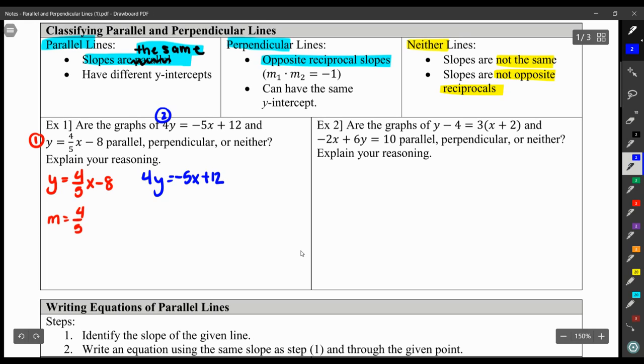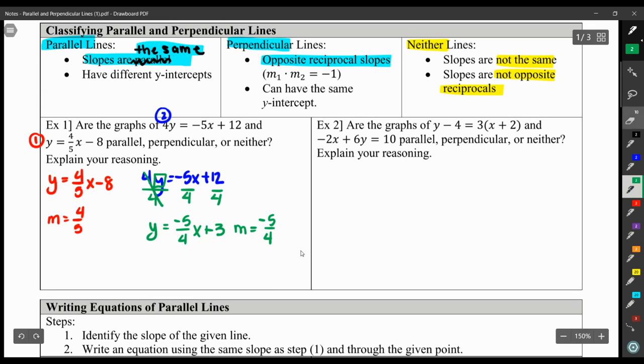For the other line, 4y equals -5x plus 12, I can't identify the slope yet, because to identify slope we need it in either point-slope or slope-intercept form, and this is neither of those. So I'm going to have to get y by itself, which means dividing everything by 4. We end up with y equals -5/4x plus 3. Now this has a slope of -5/4.